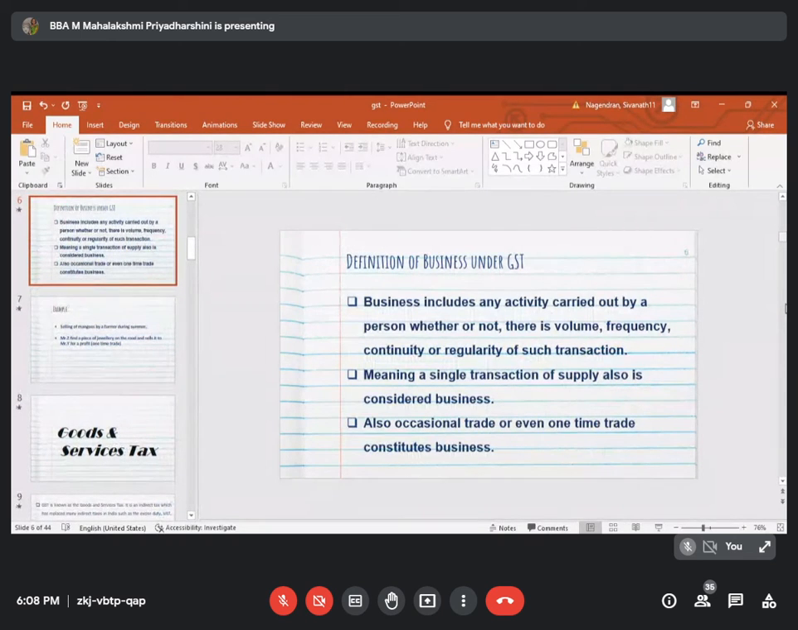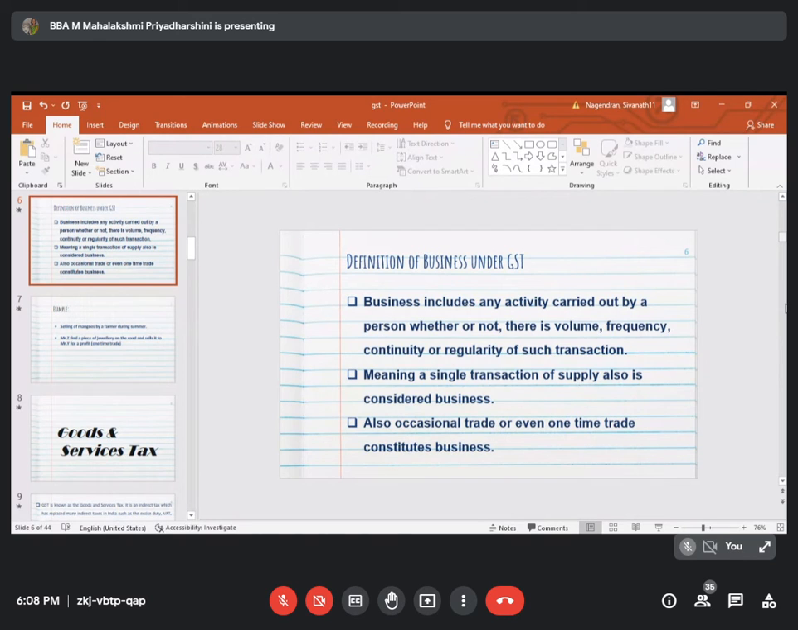So under GST, what things are considered as business? As far as GST is concerned, business is any activity carried out by a person. We are not worrying about whether there is a volume of products or a frequency, that means whether they are doing the business regularly or not. Frequency, in the sense, I'm a business person doing business regularly. Even if in a year I sell the product only one time, that is also a business. So the frequency doesn't matter here, the volume doesn't matter here, continuity or regularity doesn't matter here.